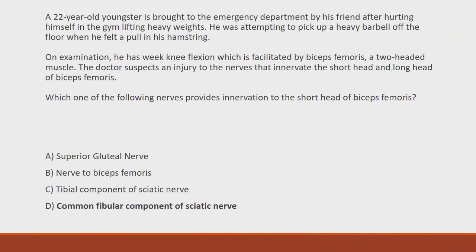I've put this in just to stress this one point, that the common fibular nerve, in your hamstrings, only innervates the short head of biceps femoris. Every other muscle in your hamstrings is innervated by your tibial nerve. Yeah? So when you think of hamstrings, think tibial nerve, except the short head of biceps femoris. Kind of like your forearm, when you think anterior compartment, you're thinking median nerve, except those two muscles that I pointed out.